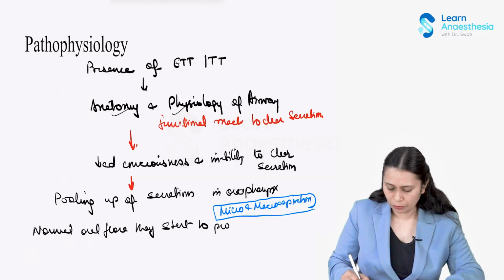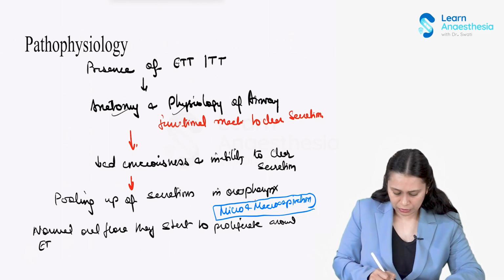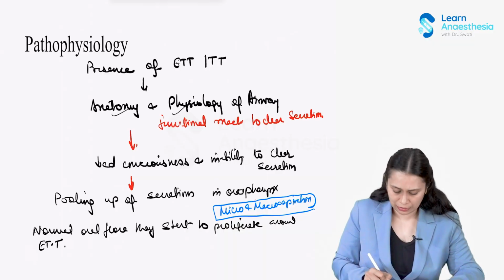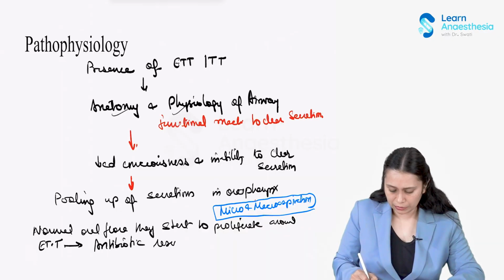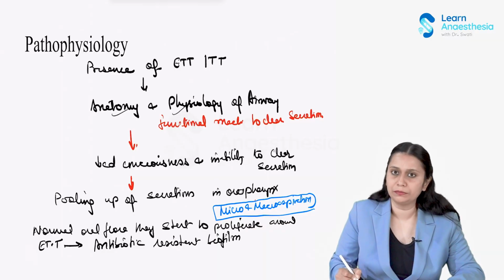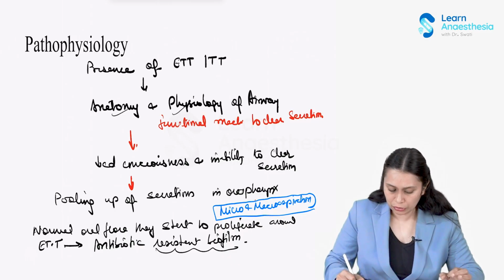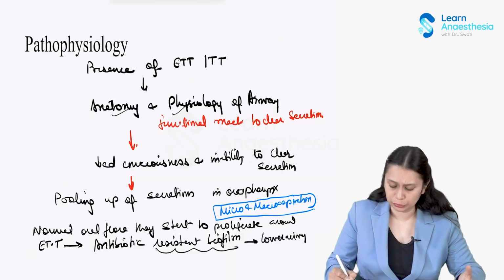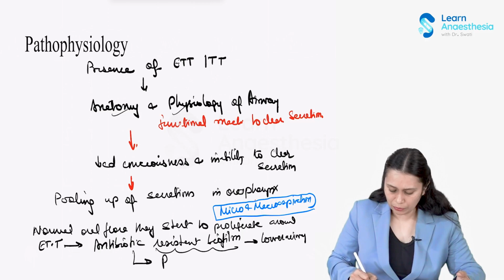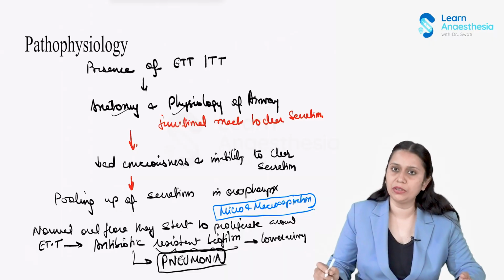They start to proliferate around the endotracheal tube, and they build up an antibiotic resistant biofilm. This antibiotic resistant biofilm, which develops slowly, goes into the lower airway, and in a patient with reduced immune response, all this causes pneumonia to develop. So this is how ventilator associated pneumonia develops.